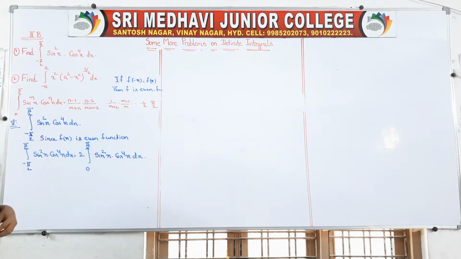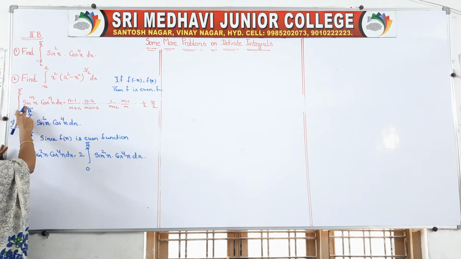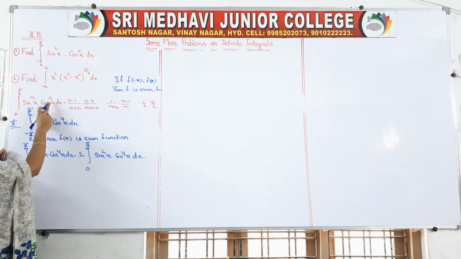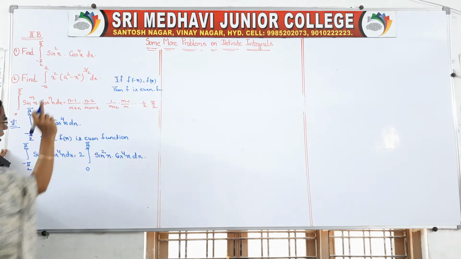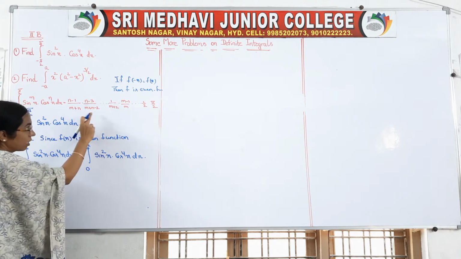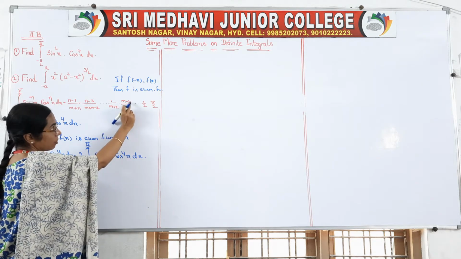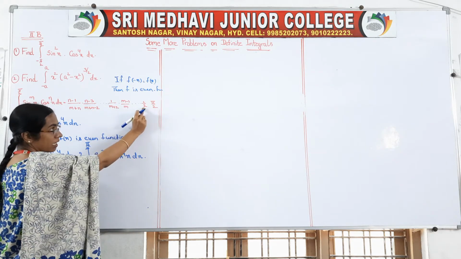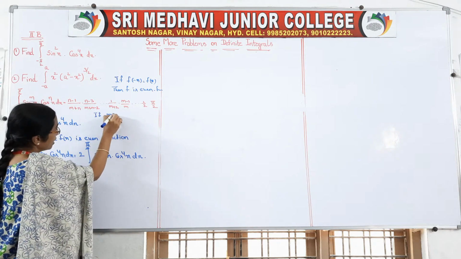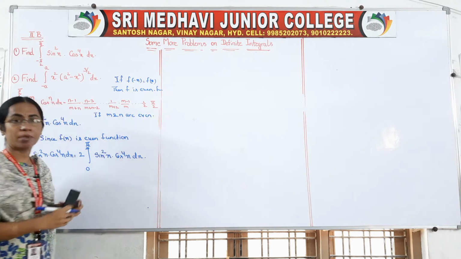Then how will we find it? Today you will get one new formula. Observe here: the integral from 0 to pi by 2 of sin to the power of m x into cos to the power of n x dx is equal to (n minus 1) by (m plus n) into (n minus 3) by (m plus n minus 2), up to 1 by (m plus 2), into (m minus 1) by m, we have to continue till 1 by 2, into pi by 2. If m and n are even, then this formula is applicable.